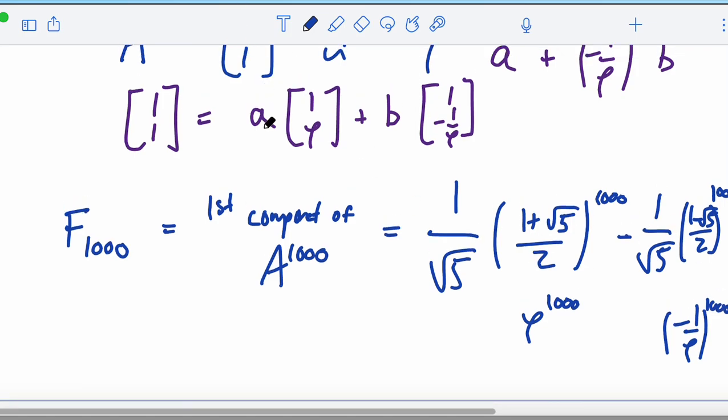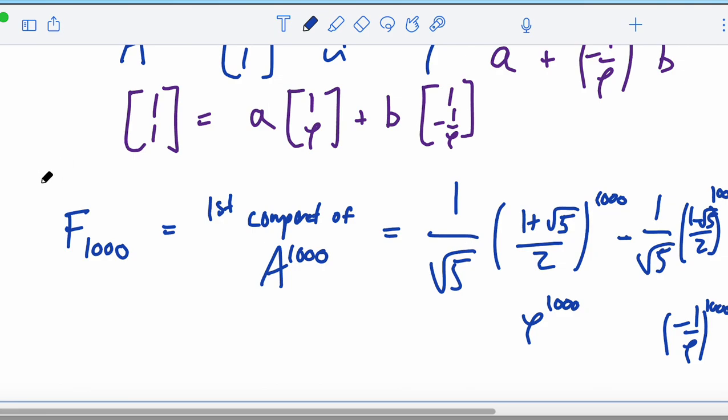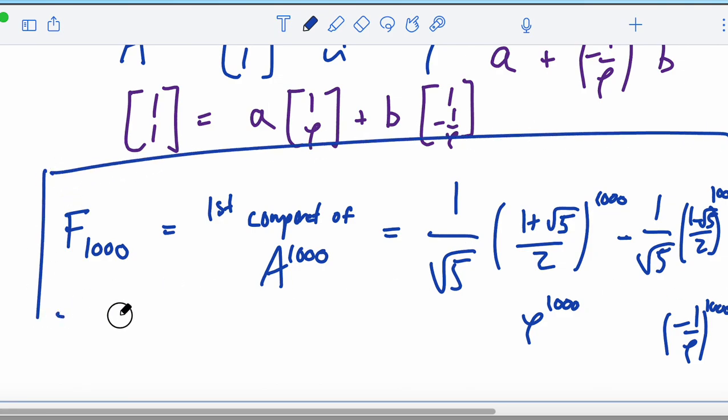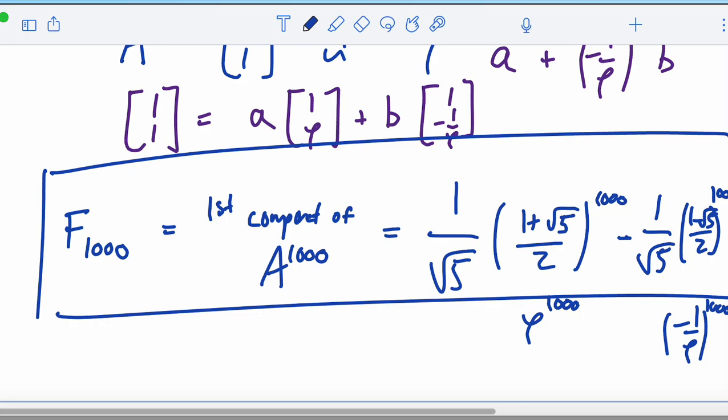A and B involve square root of 5, which is where these things come from. So this is the final answer. And you can do it without ever multiplying any matrices. So you don't have to multiply 1,000 matrices. You just calculate the eigenvectors and eigenvalues, and you use that knowledge.